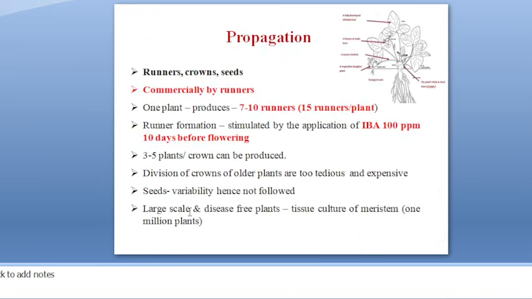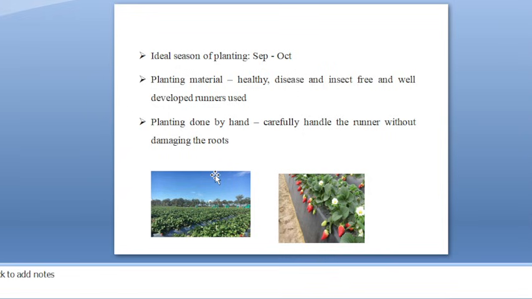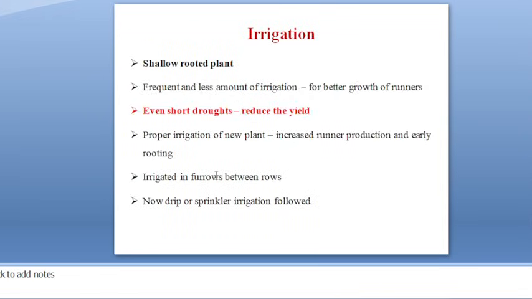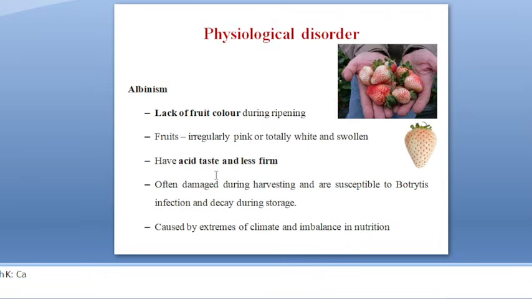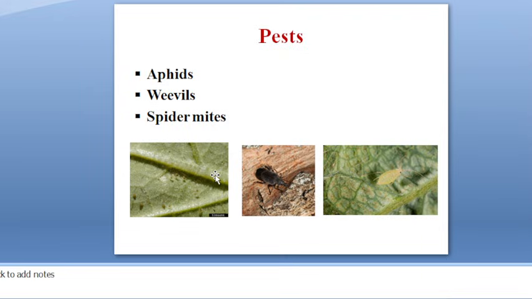And different commercial propagation methods, and how many beehives we have to keep. What is the major disorder in strawberry cultivation? Albinism. Many times they will ask this question: albinism disorder is related to which of the following fruit crops. So you should be able to identify it is strawberry. So this is all about the production technological aspects in case of strawberry cultivation. Thanks for listening.